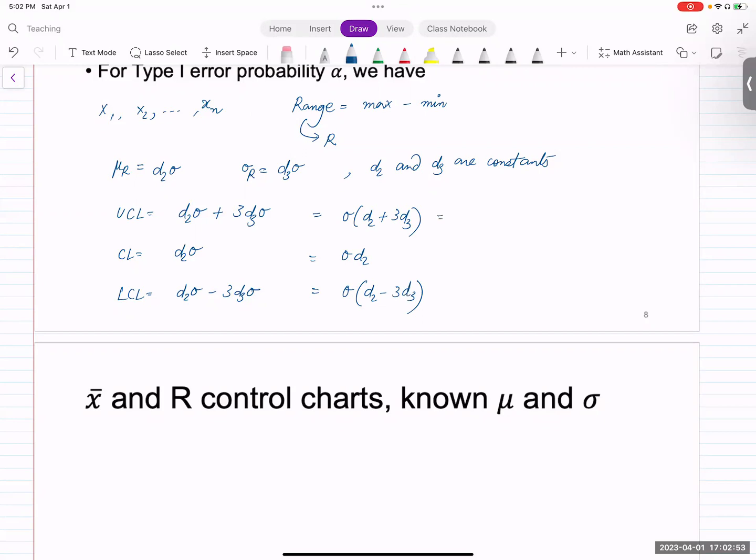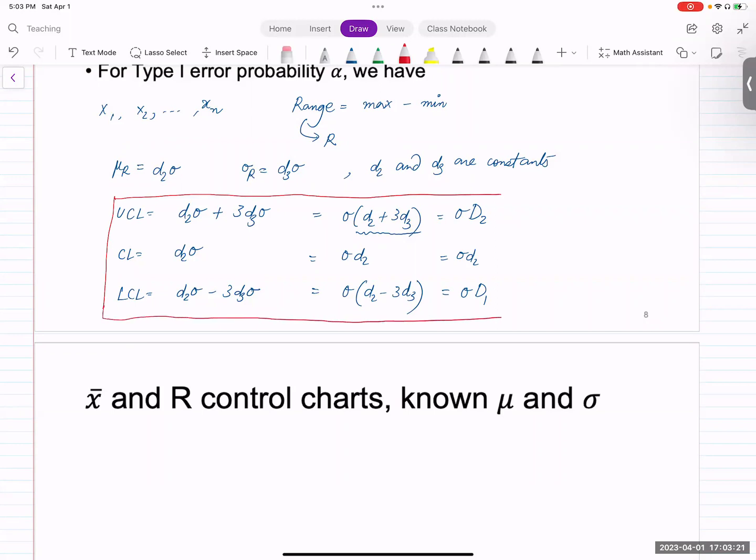And now I can take this term inside the parenthesis as uppercase D2. Central line remains as sigma times lowercase d2, and then LCL becomes sigma times uppercase D1. Again, these constants are available in that same table. So all you need to know is sigma and the sample size, which is little n. If you know these two things, you can estimate D1, uppercase D2, and lowercase d2.